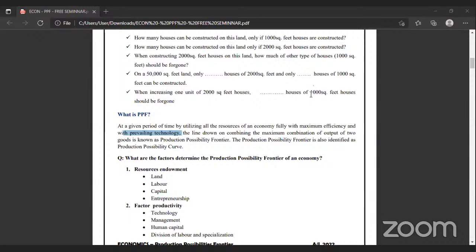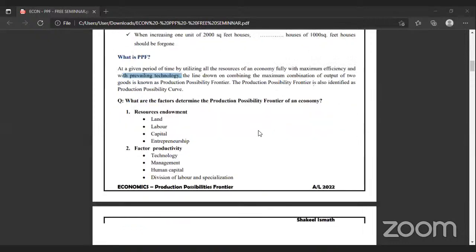Technology remains constant. That's a particular technology. Yeah, the PDF, I will send it. I have already put it in the chat box. You stay there, I will send it again once I finish it.